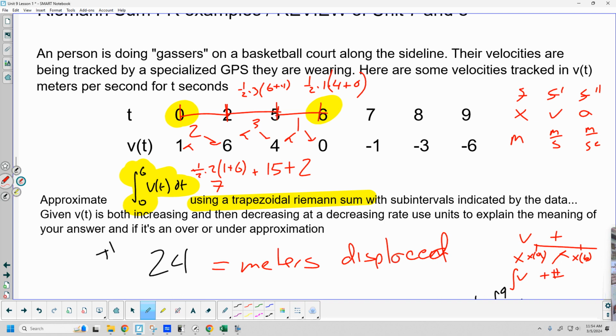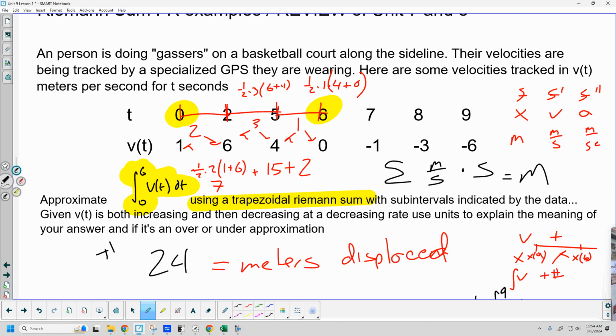So that is a displacement. That's in meters. That's another way to think about how we get meters. We summed up your velocity times your time. Velocity times time, meters. It's another way to kind of understand what's going on.